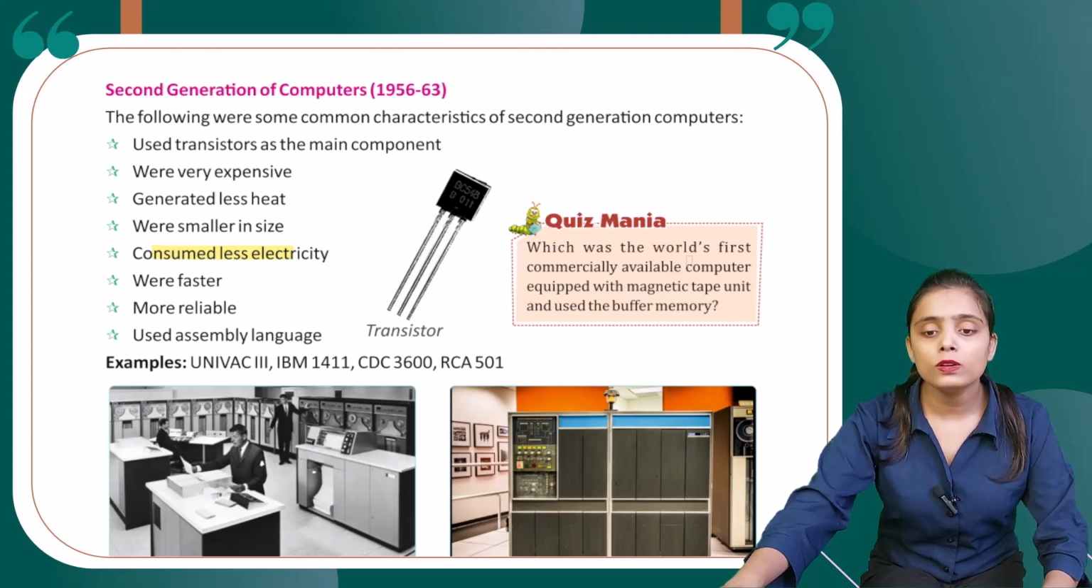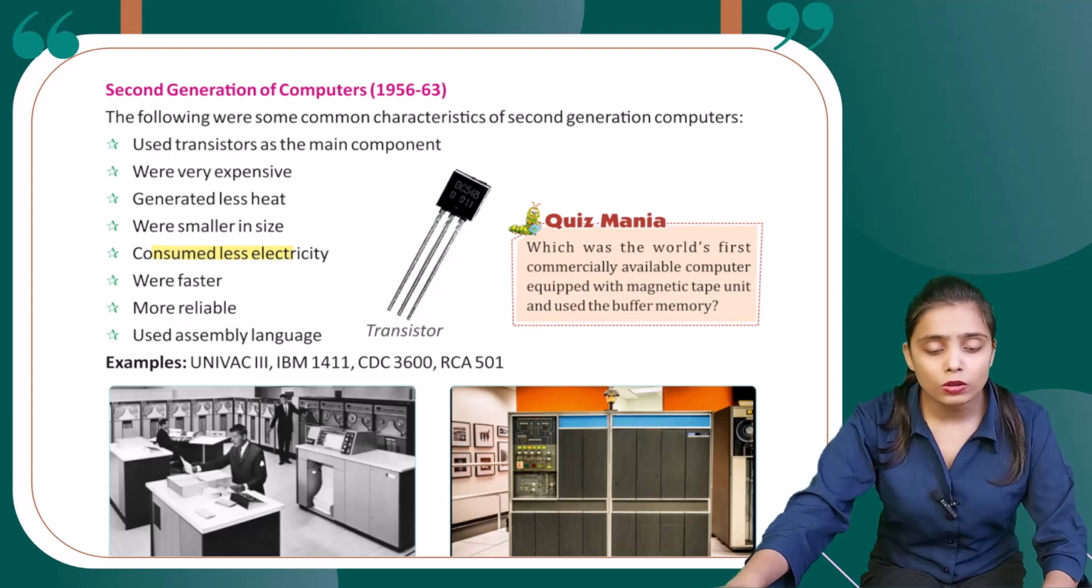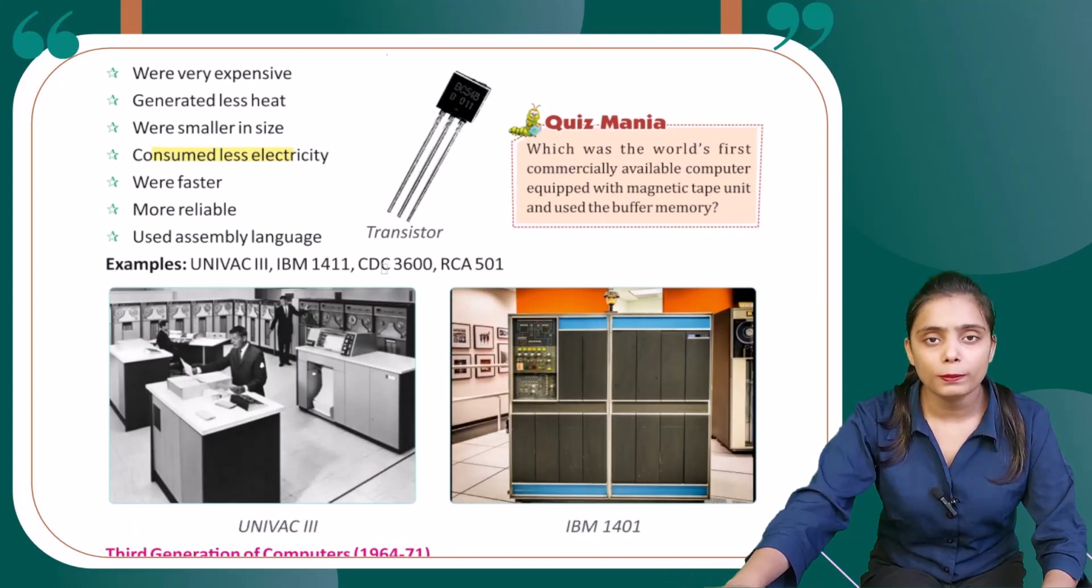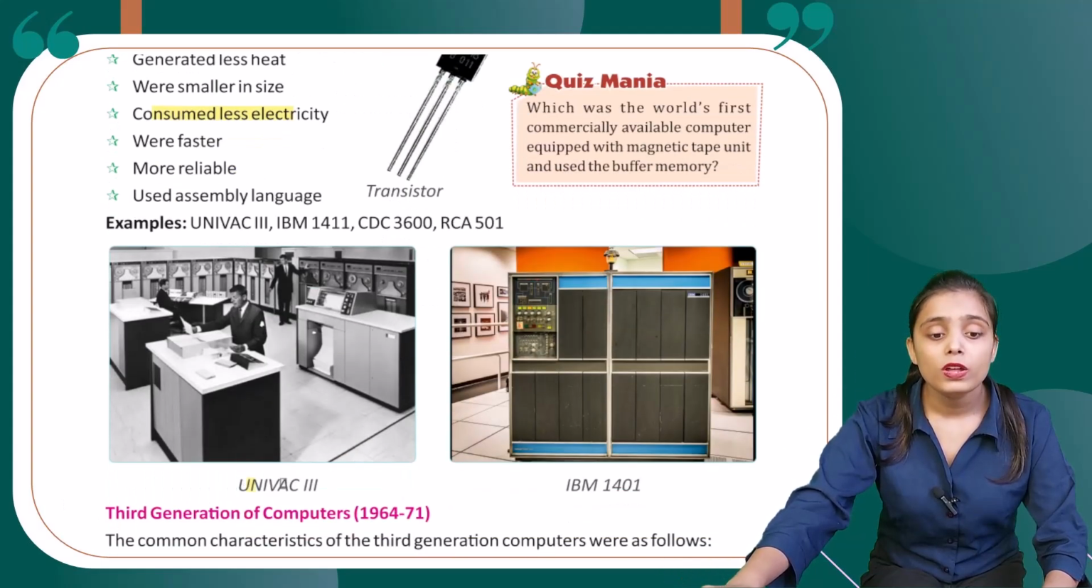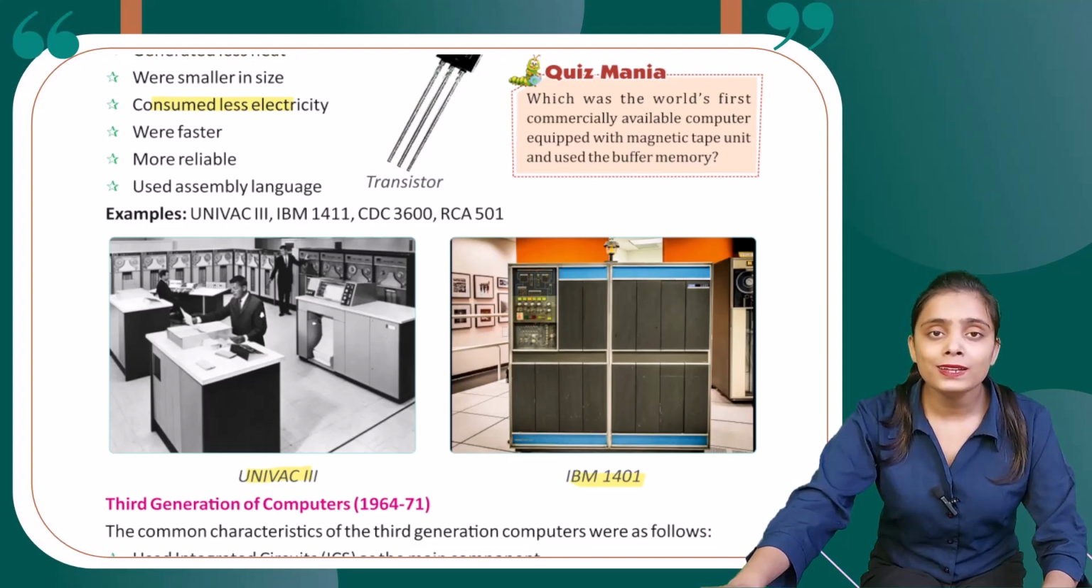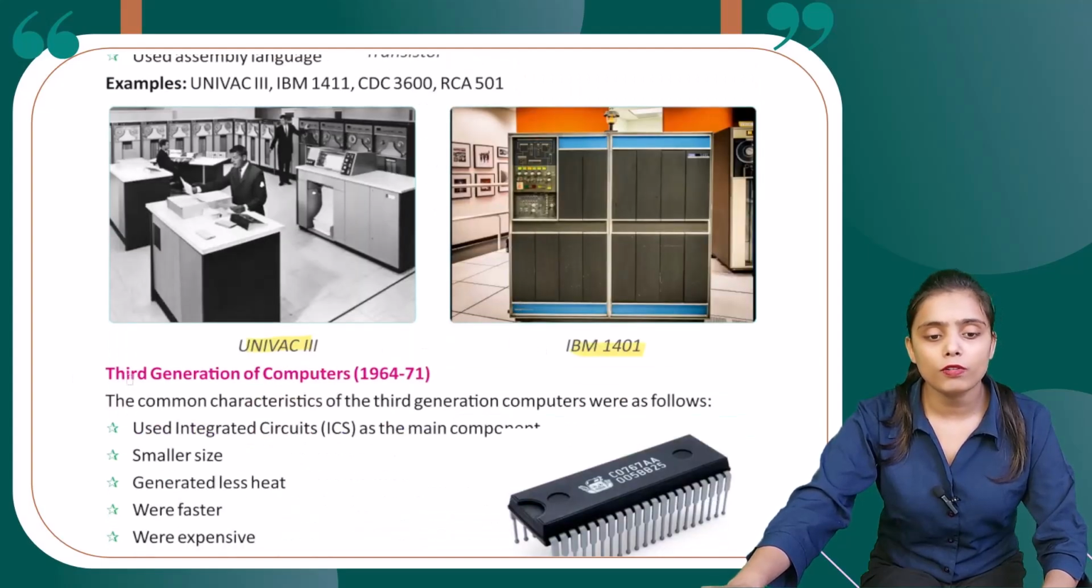Now let's see the Quizmania, which was the world's first commercially available computer equipped with magnetic tape unit and used the buffer memory. So students, just try to search it out. Okay, and this is also mentioned in the chapter, so try to find out the answer. Now here you can see the picture of UNIVAC 3 and IBM 1401. Okay, these computers are smaller in size as compared to first generation of computers.